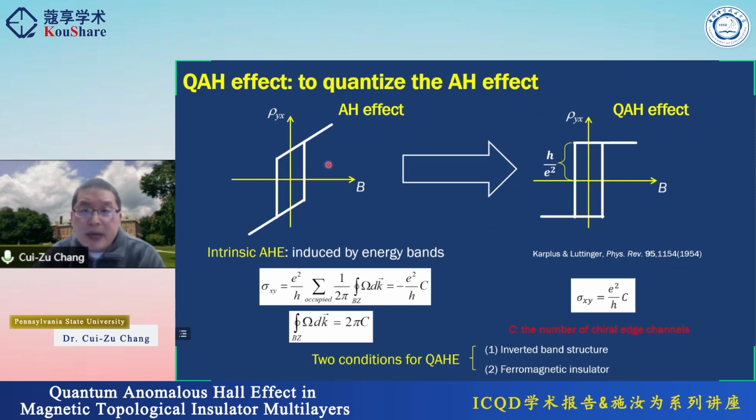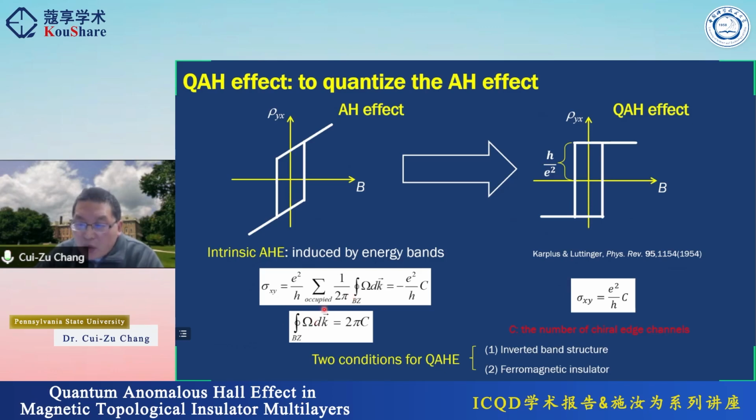And extrinsic just means because of impurity or defects in the sample. The intrinsic property of the anomalous Hall effect was first recognized by these two guys, Karplus and Luttinger, in 1954. And when the Berry language was established in the 1980s, the Hall conductance of the intrinsic anomalous Hall effect can be directly calculated by this kind of integral of the Berry curvature in the first Brillouin zone.